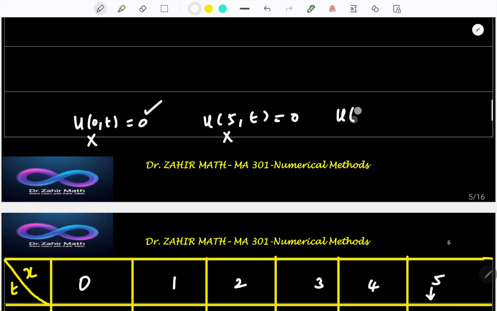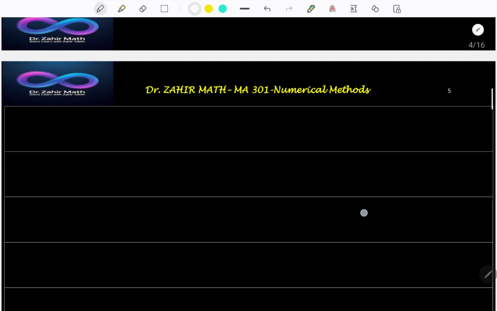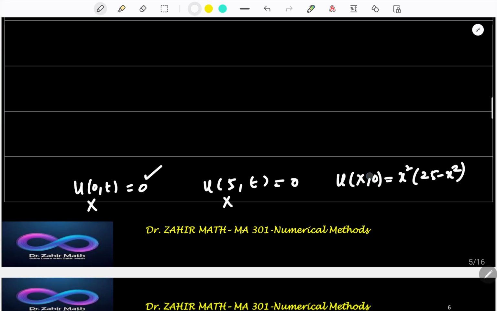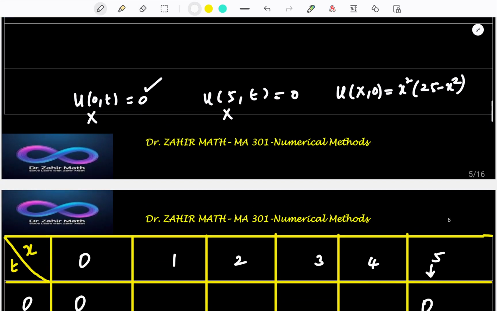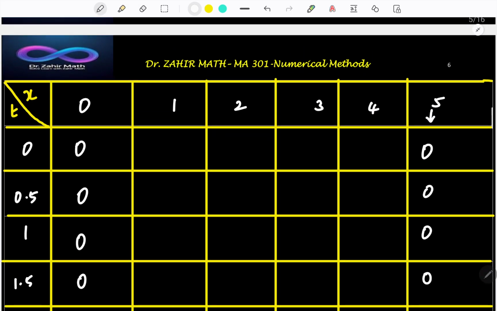What is your initial condition? u of x comma 0 equals x square times 25 minus x square. Am I right? Yes. So what is the meaning of this? At t equal to 0, this is the line t equal to 0, right? So when t is equal to 0, it means this is x square times 25 minus x square.